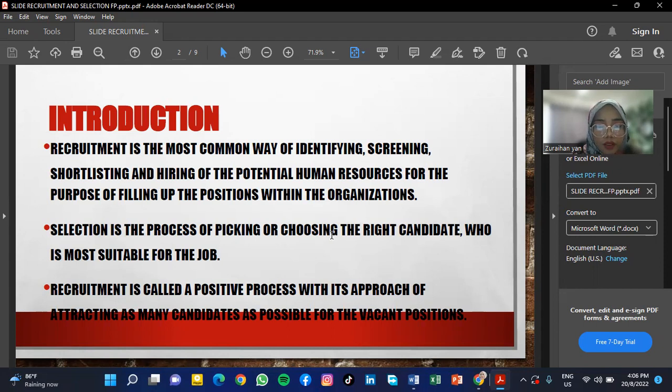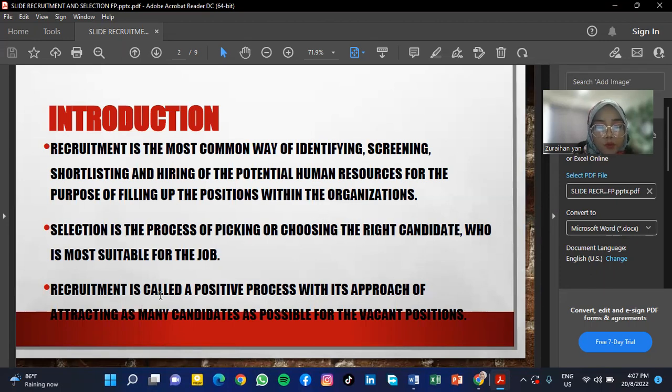place. The second one, selection, is the process of picking or choosing the right candidate who is the most suitable for the job. It is the process of interviewing the candidate, evaluating their qualification, which are necessary for a specific job, and then selection of the recruitment is made for the right position. The selection of the right candidate for the right position will help the organization to achieve its desired goals and objectives.